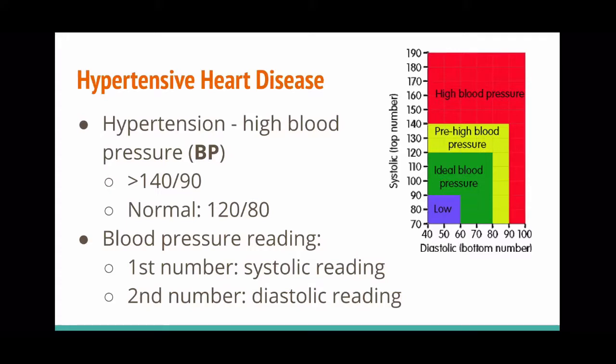Now, if you don't understand where the numbers come from in a blood pressure reading, the first number is the systolic reading, which is the blood pressure when the heart is contracting, and the second number is the diastolic reading, which is the blood pressure when the heart is relaxed between contractions. So the first number is going to be higher than the second.